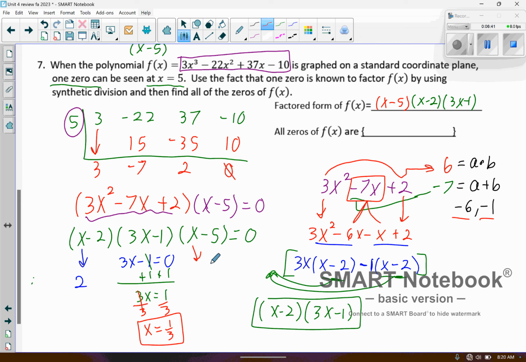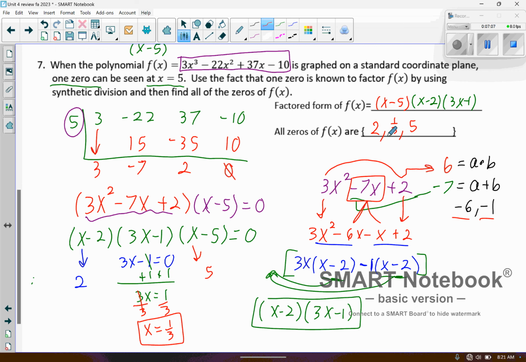So that's going to be another one of my solutions. And then the last one was actually given to us, right? 5, because 5 minus 5 is 0. So I need to list those up here. So 2, 1/3, and 5. Okay? And so, once again, the order that I list them isn't really important. Sometimes people like to put them in numerical order, but it doesn't really matter in this case.